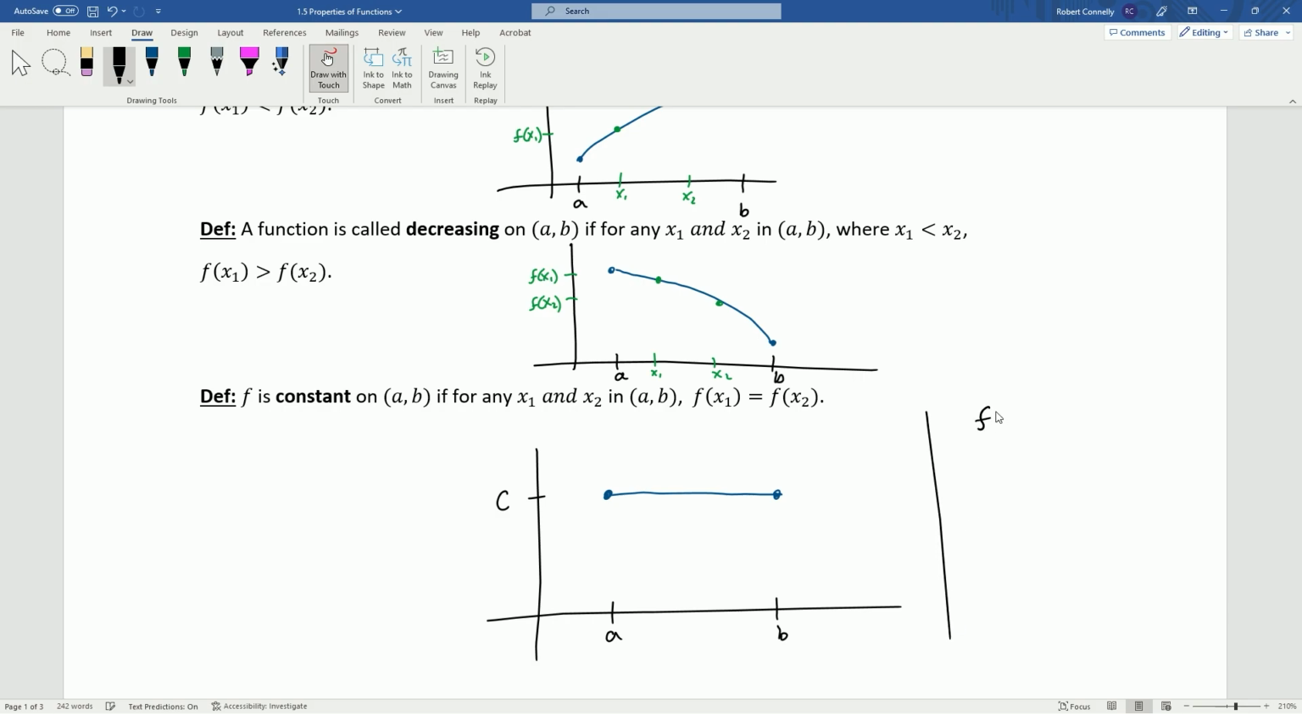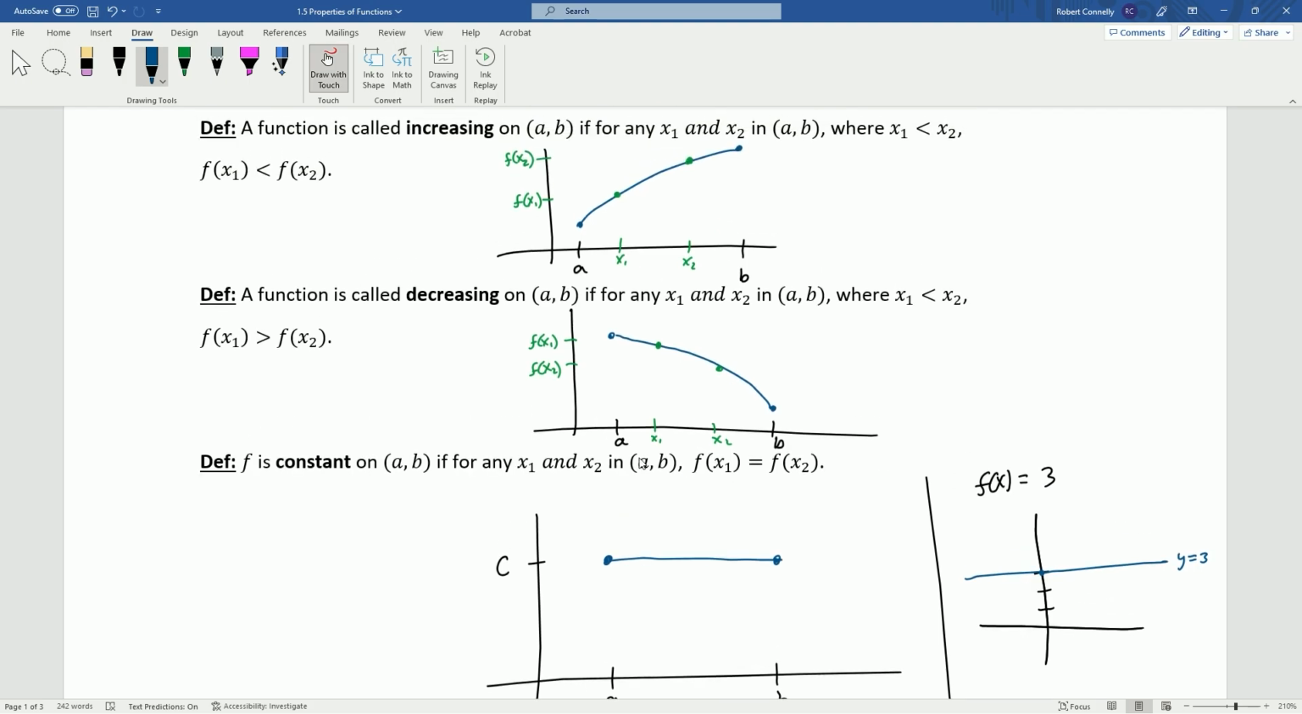If you had, say, f of x equals 3, and we're just going to assume that f of x equals 3 everywhere, that just means that no matter what x you input, the y value is always 3. For any x you plug in, you still get 3. That's all that says.